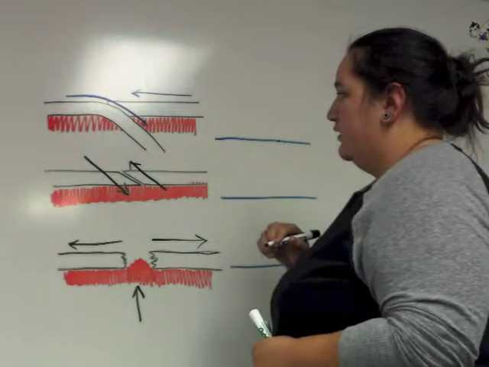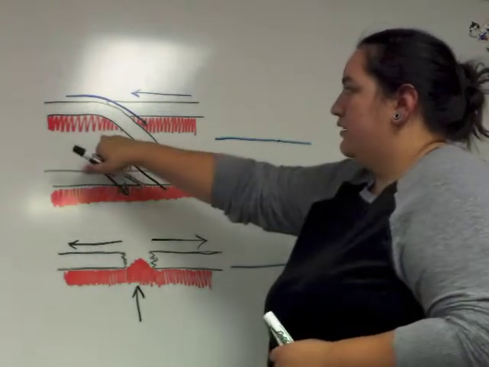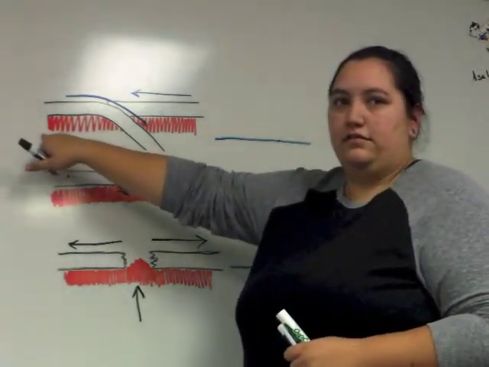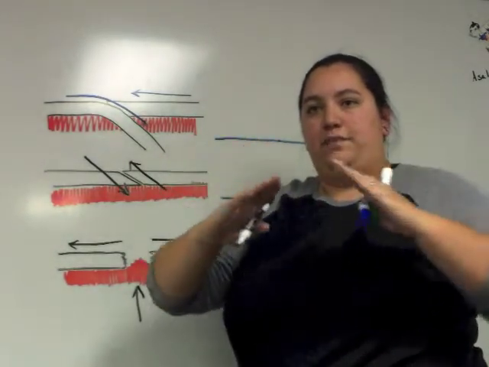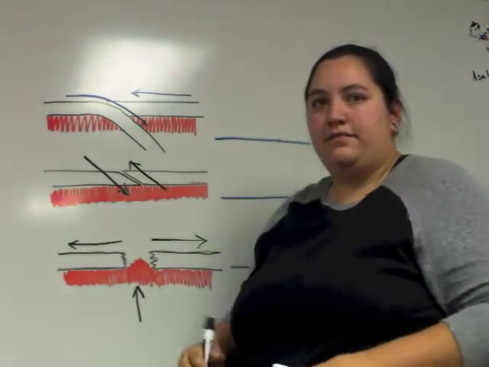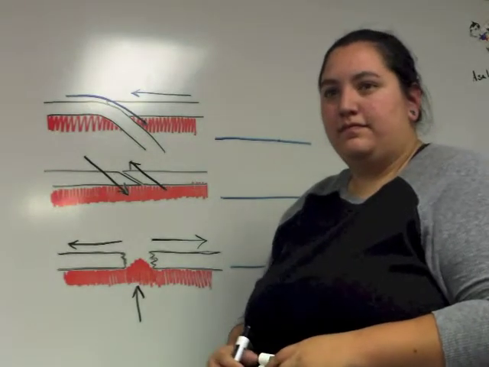So our first one, right here, does anybody know what this is called? Where you have two plates that are coming together. Either one goes under, or they both come up like this. Convergent.